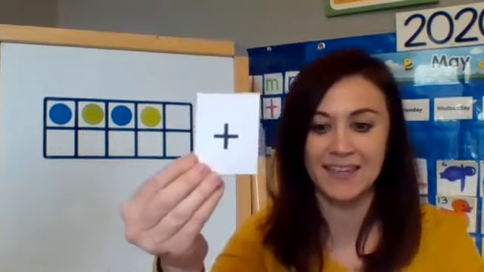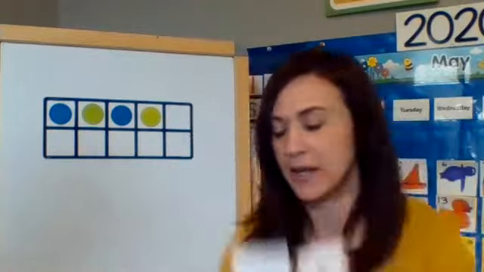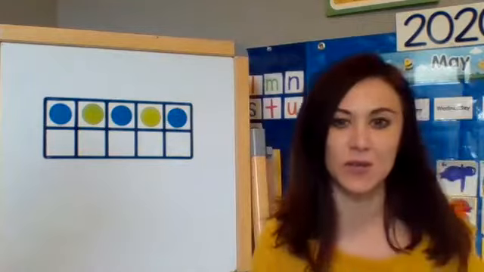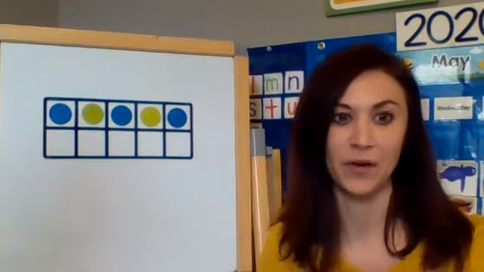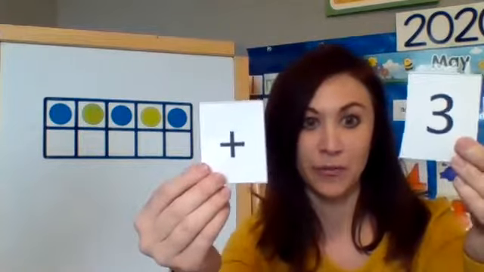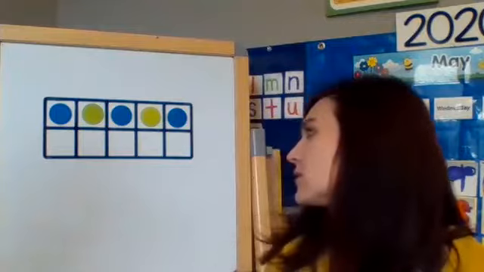Plus, I want to add this time, and let's see how many I'm going to add. Plus 1. So I'm going to add 1 dot into my tens frame. All right. Plus 3. So now I want to add 3 dots into my tens frame.